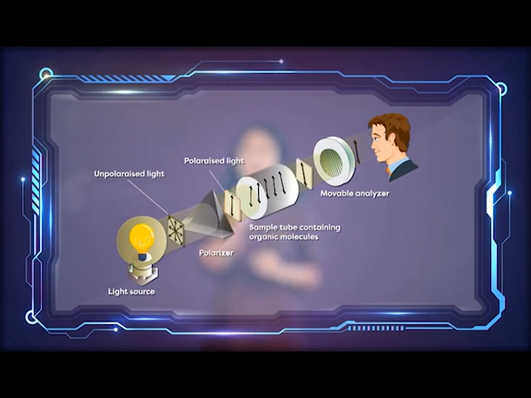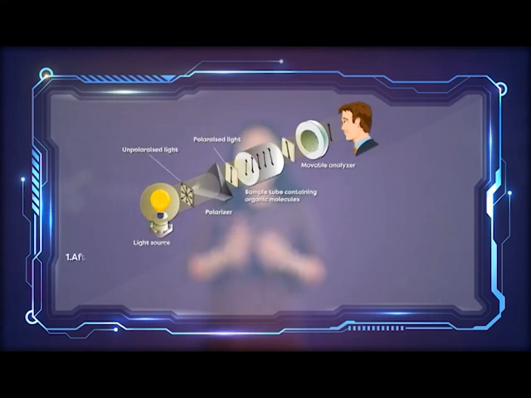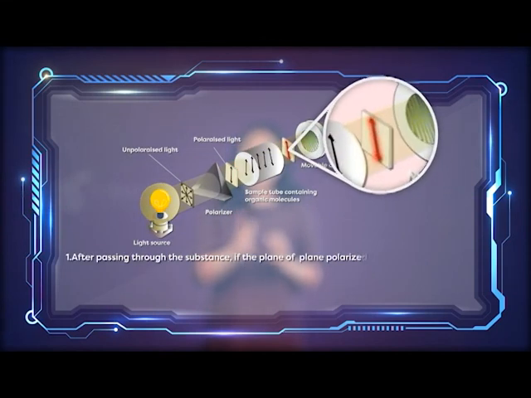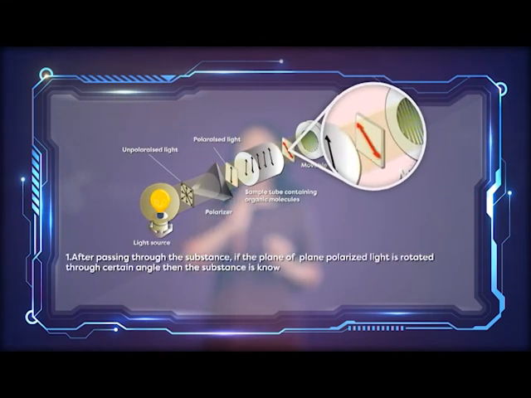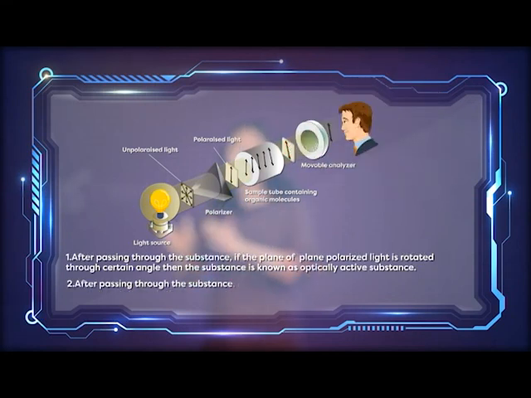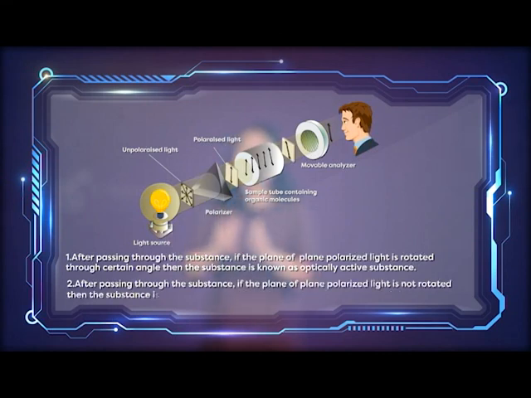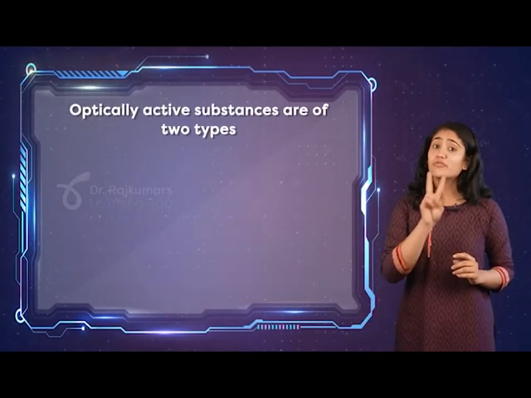Now, pass this light which is traveling in Y direction through a substance. After passing through the substance, if the direction of the light is rotated, then that substance is known as optically active. Now, if the light comes out after passing through the substance without getting rotated, then it is known as an optically inactive substance.